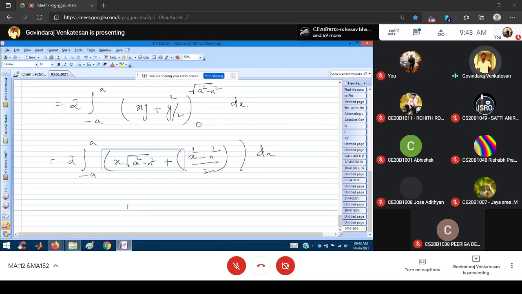Okay. So now you integrate this one. What is the integral value of x into square root of a square minus x square into dx, when the integral is running from minus a to plus a?